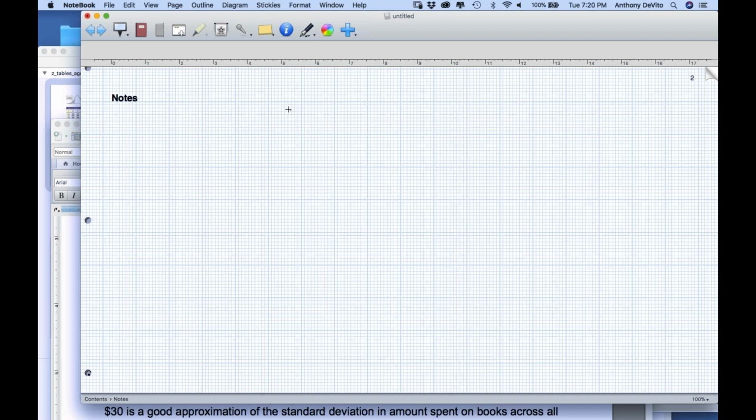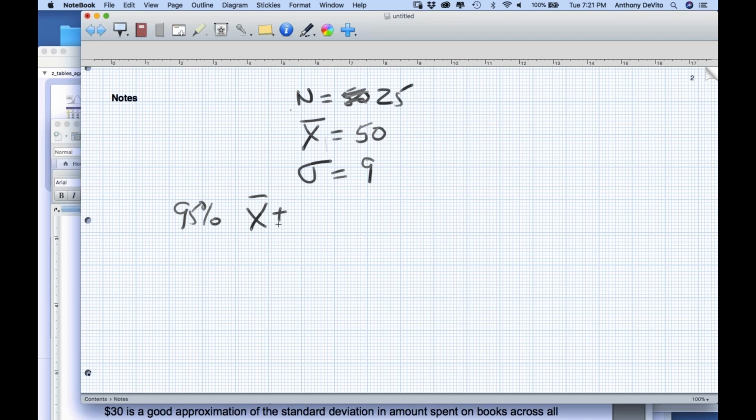Okay. So what did I say here? The sample size, anybody remember? 25. Yep, 25. The mean of our sample was 50, and the standard deviation for all the caseworkers in the entire population is 9. So if I want to calculate a 95% confidence interval, what am I going to use? I'm going to use x bar plus or minus 1.96 times my standard error, which I have yet to calculate.